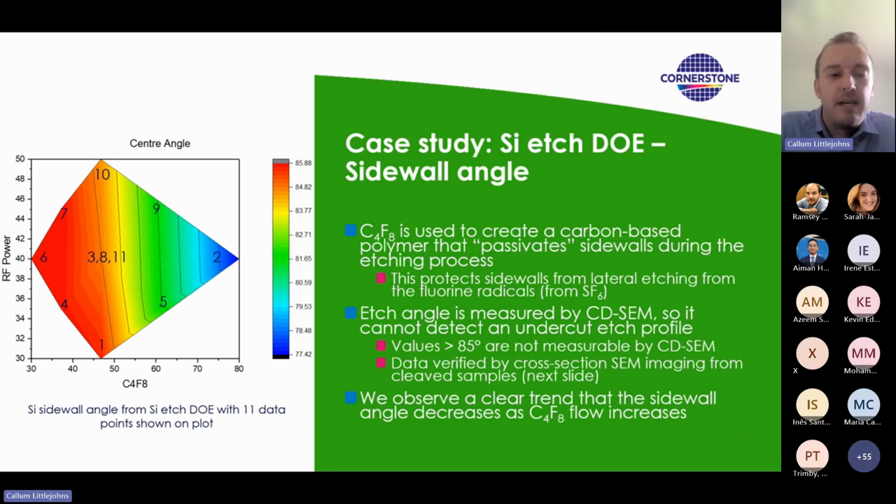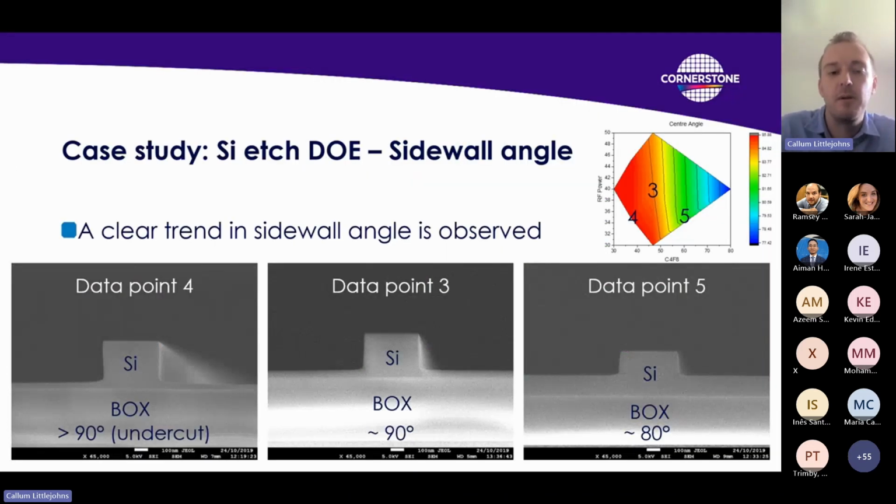It's nice to have this type of data because, working in a research environment in a university, the processes do drift a little bit, but it does mean that we can correct them over time because we can follow the trends that we've observed from these data points. I've just picked out 3 that are shown here, data points 4, 3, and 5, to show you the effect of changing the C4F8 gas flow.